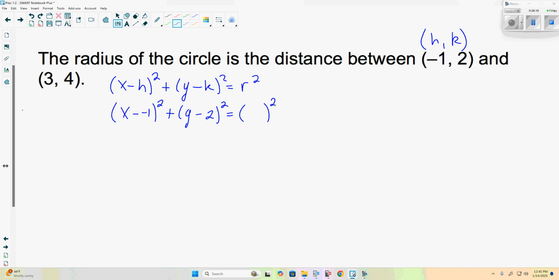But the only thing we're missing is the radius, the distance from the center to a point on the circle. But that's not too difficult to find because distance is equal to the square root of x2 minus x1 squared plus y2 minus y1 squared. Now the order in which we put the x values and y values doesn't matter for this here because we are being squared.